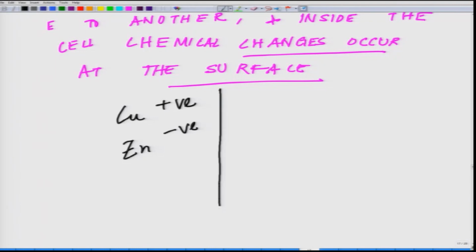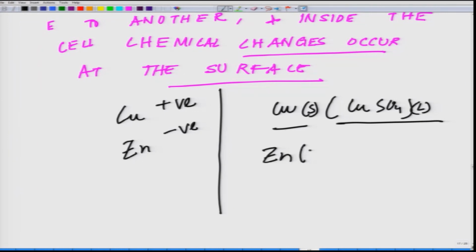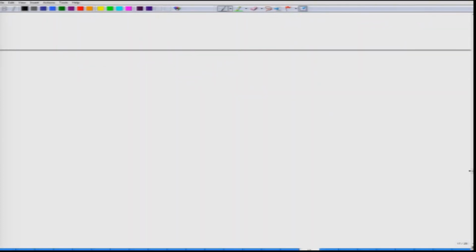In this cell, both electrodes, zinc and copper, are surrounded by their own solutions. Copper is surrounded by CuSO4; copper is solid and copper sulphate is the liquid. Similarly, zinc is the solid, whereas zinc sulphate is the liquid, their own ionic solution. There exists an equilibrium between the atoms in the electrode and the ions in the solution. This part is extremely important to understand, so please be very careful; this is one fundamental concept.